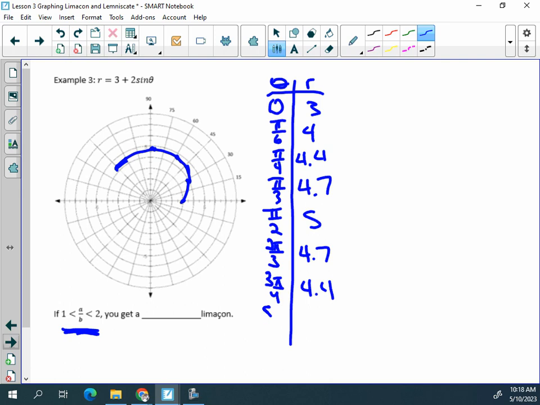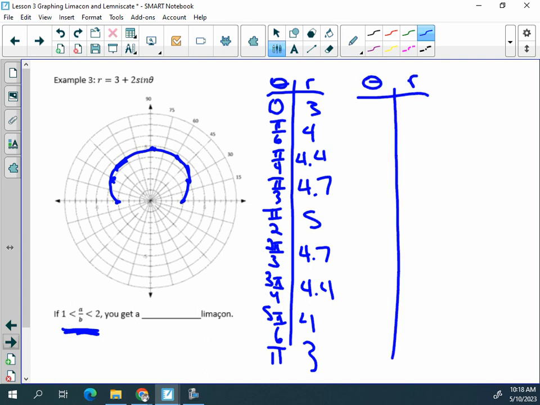Plug in 5 pi over 6. You're going to get 4. Plug in pi. So sine of pi is 0. 0 times 2 is 0 plus 3. So 1, 2, 3. Okay, and then we'll see the rest of the graph here.